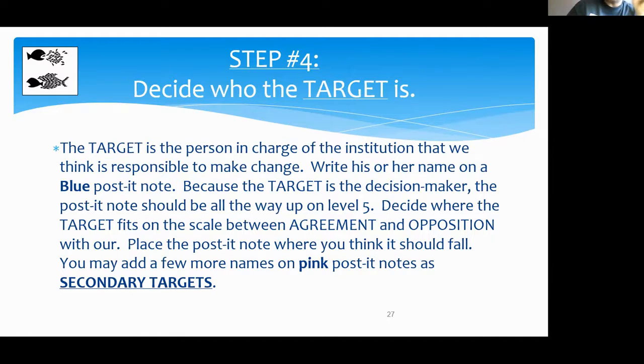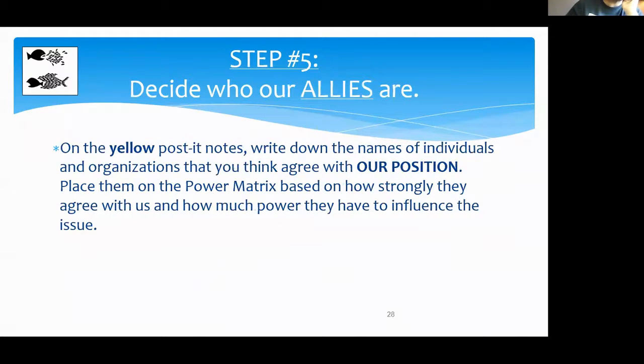Do they fully agree with you? Do they kind of agree with you? Or are they fully opposed to your position? You place that Post-it note where you think it should fall. You may also add a few more names on pink Post-it notes as secondary targets, right? So we know there's a primary target. We also know how these systems work. There are always secondary targets. People who have to report to the primary target, whose job it is to do the work, and then go back and say, this is what we've done, right? There's always secondary targets.